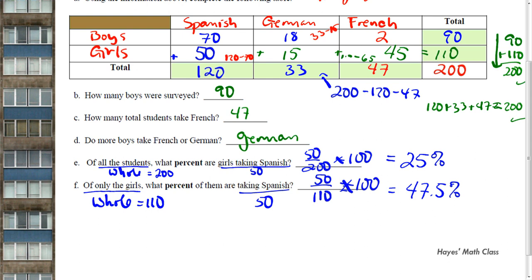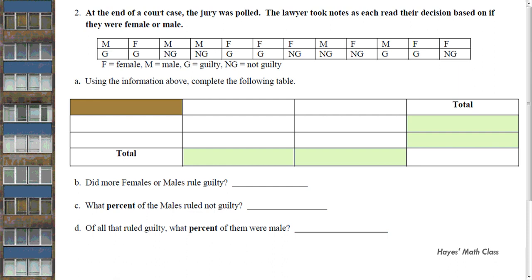18 minutes of fun. Let's see if we can get to 20. Last problem. This was a little different, because this one, we're not giving you the straight numbers. You've got to kind of compile the data together. So again, what are the categories here? At the end of a court case, a jury was polled. The lawyer took notes and each read their decision based on if they were female or male.